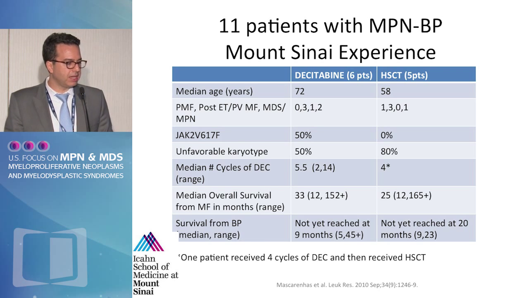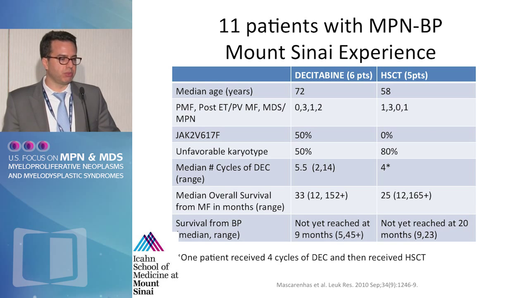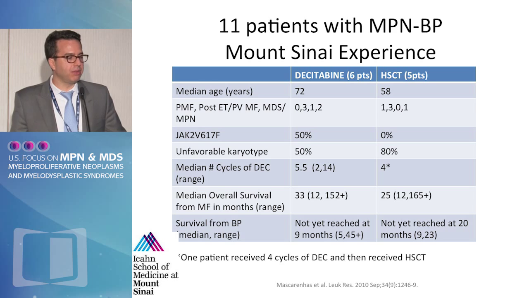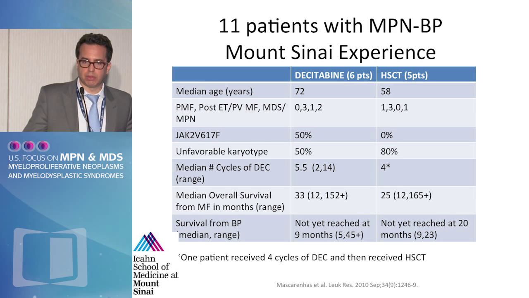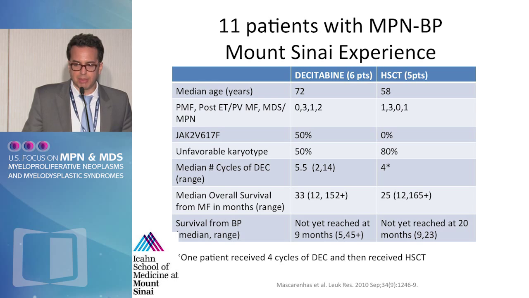We published in 2010 our experience of 11 patients treated at Mount Sinai. It was a small population then. It's actually much bigger now, and we will update it, and we have mature follow-up on this. But these were a number of patients that were treated either with decitabine or transplant if they were eligible, younger, and fit and had a transplant option. And as you can see, the median overall survival had not yet been reached at 9 months at the time of this publication. We have a number of patients now that have been out multiple years, in some cases transfusion independent, with reduction in splenomegaly, and leading a good quality of life on decitabine.